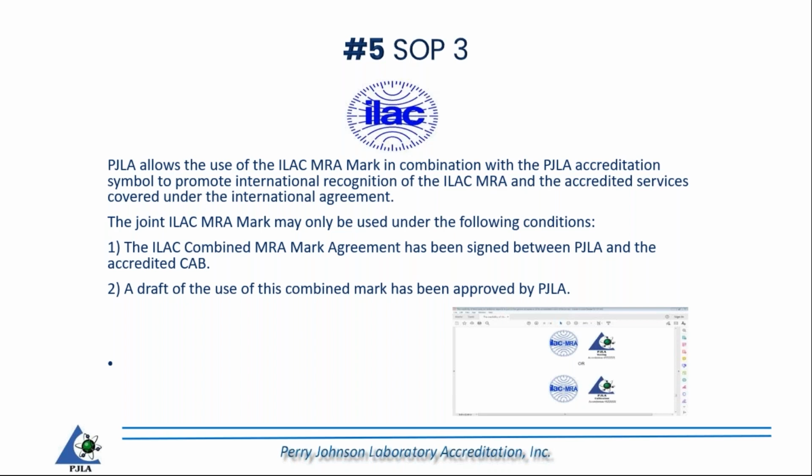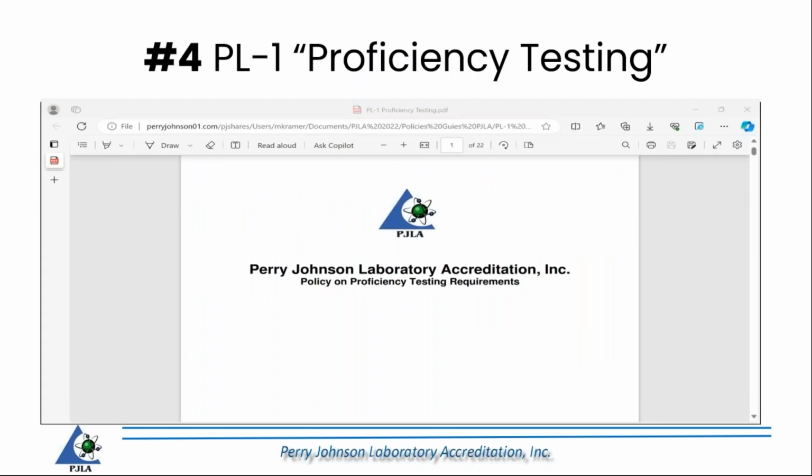This comes right out of SOP 3. In order to get approved, you have to sign an agreement, and you also have to submit a draft to PJLA headquarters on how you intend to utilize the ILAC symbol. It can only be used in conjunction with the PJLA symbol. That would be reviewed, and once it's been approved, you would get a confirmation email. Then when the assessor goes to do your lab, their assignment should show that you've been approved, and if they see the ILAC mark, then it's perfectly fine. It's only an issue if you have not been approved and are using the ILAC mark.